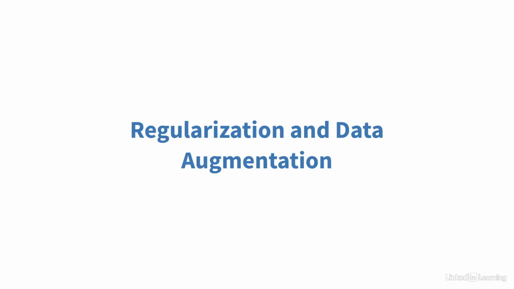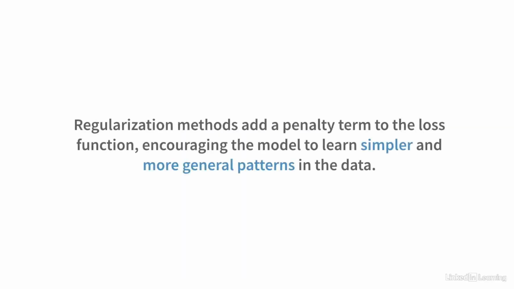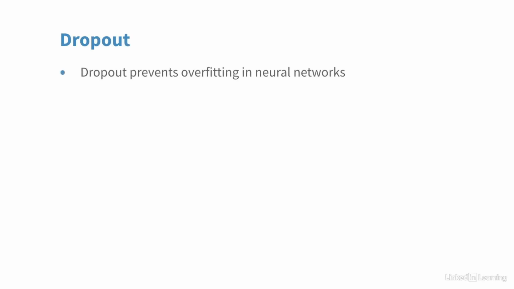So first, let's define what regularization even is. Regularization methods add a penalty term to the loss function, and this encourages the model to learn simpler and more general patterns in the data. Dropout is a popular regularization technique in CNNs. Now, this technique doesn't adjust the loss function at all, but what it does is it randomly drops out neurons during training. So at each training iteration, a subset of neurons is temporarily removed from the network, and their incoming and outgoing connections are ignored. This will end up building a more robust model.